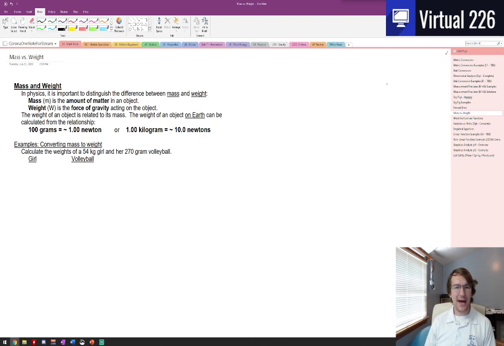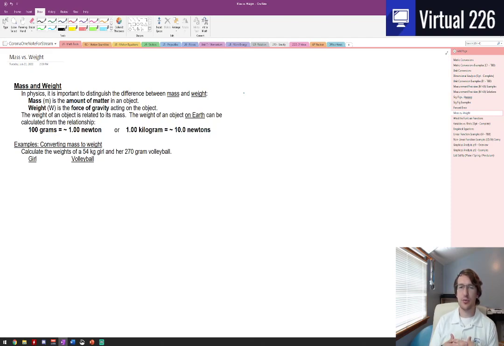Let's talk about mass versus weight. What you've hopefully learned in a prior science class, maybe in middle school, was that mass and weight are different things. What we normally learn is that mass is the amount of stuff in an object, the amount of matter that an object contains, or is formed out of. Weight is not always a constant.